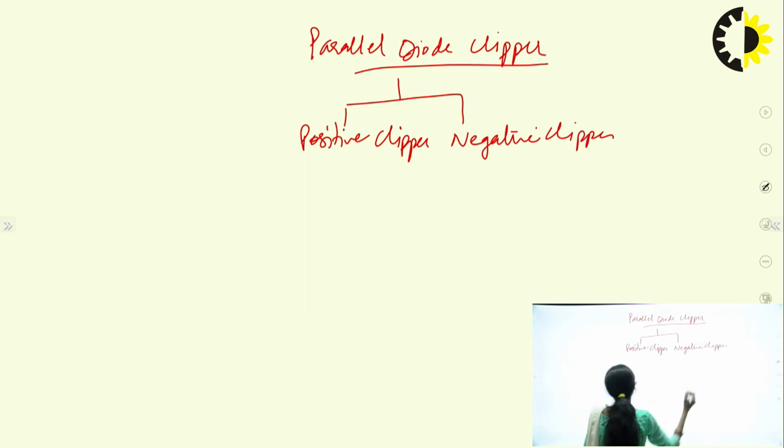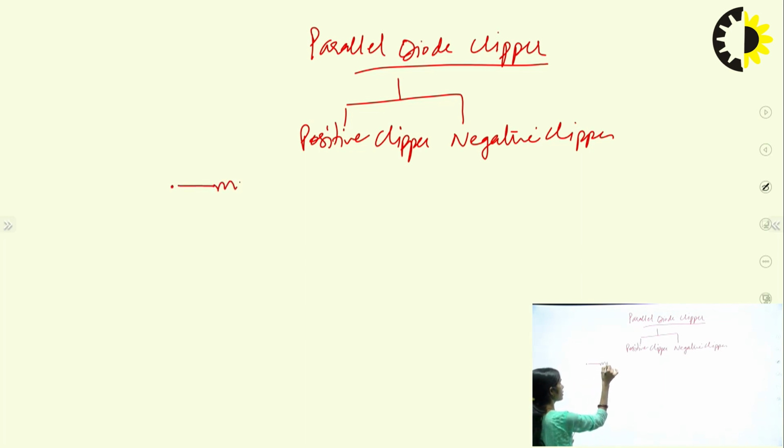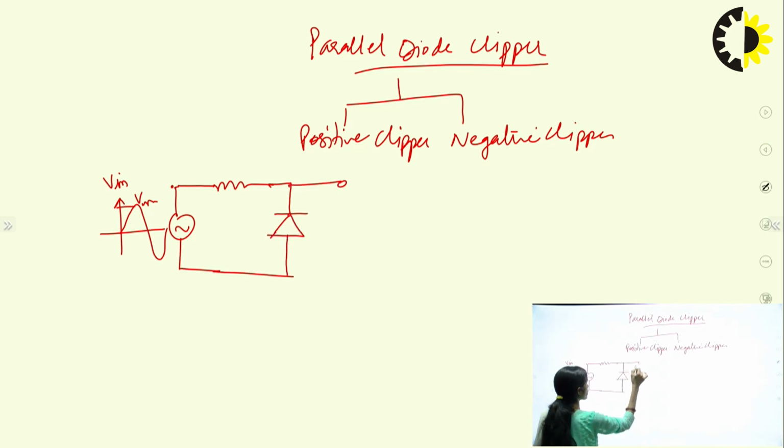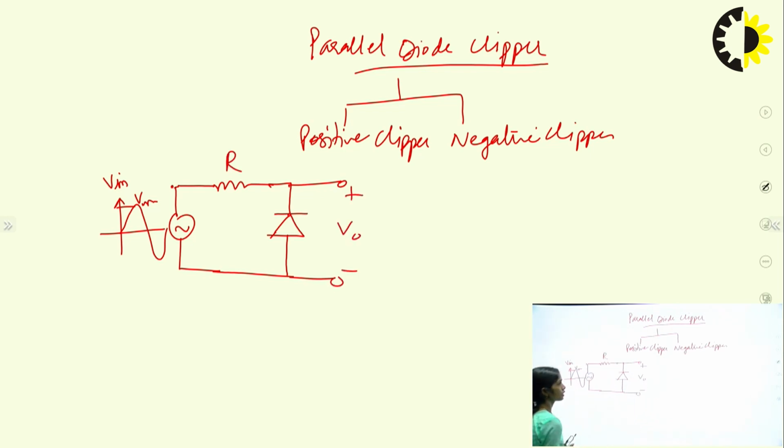So first of all, I am talking about the basic circuit. I have taken the resistance here, and this is the input signal I am giving here. This is the V input, any input signal having the peak amplitude Vm, and I have taken the diode here. The diode can be in this direction and can be in the reverse direction also. I will take the output across the diode, and this is the resistance coming here.